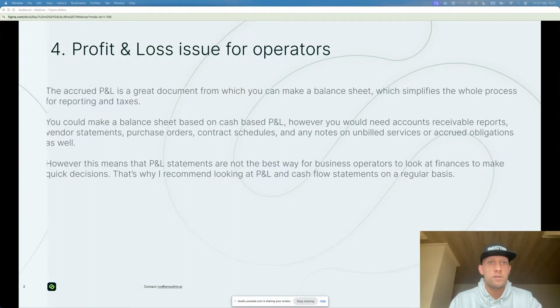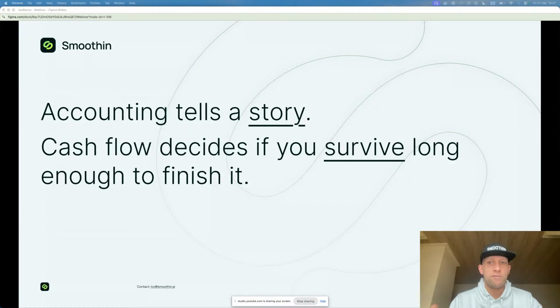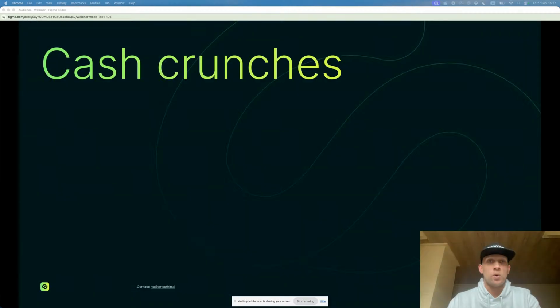Yeah, just to cap it off with accrual accounting: accounting tells you a story. Cash flow decides if you survive long enough to finish that story. Okay, so keep that in mind. That's really the fundamentals and the differences between why people have a tough time living their life and not understanding why the financial documents don't add up to what you think they add up to. So next, we'll go into cash crunches.